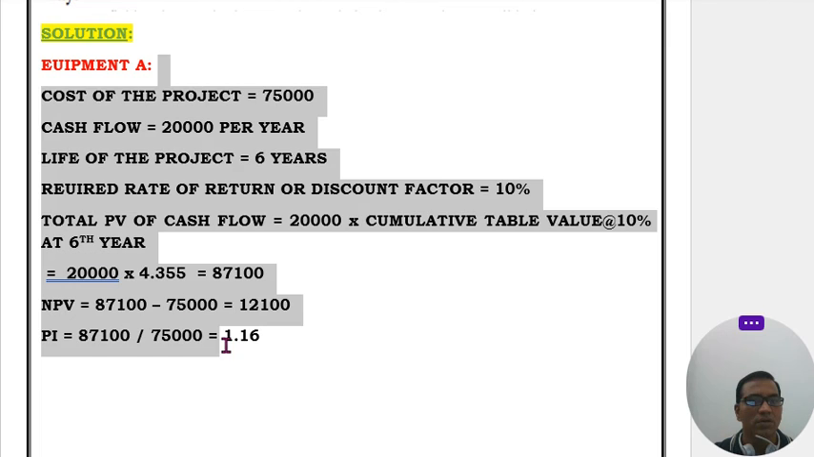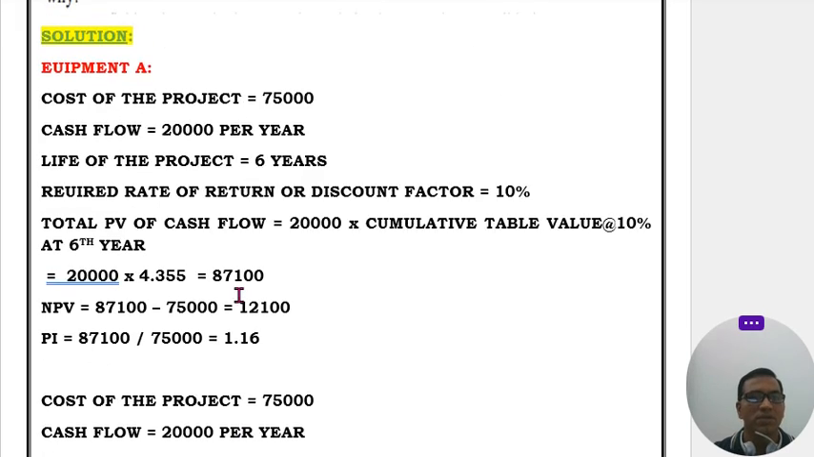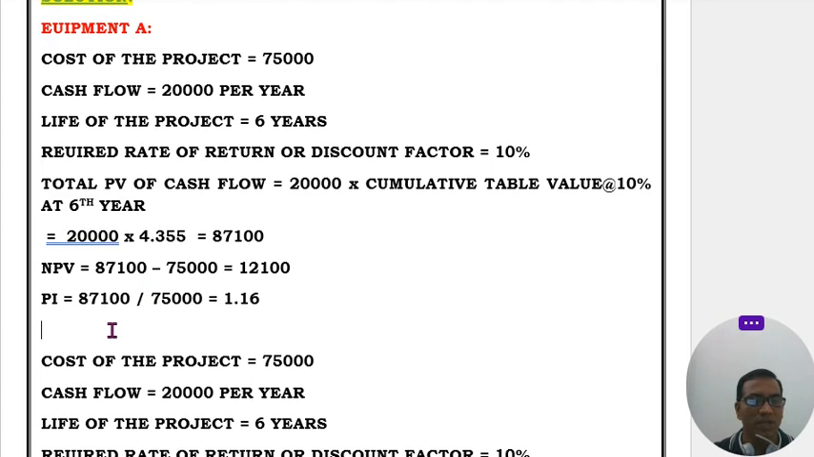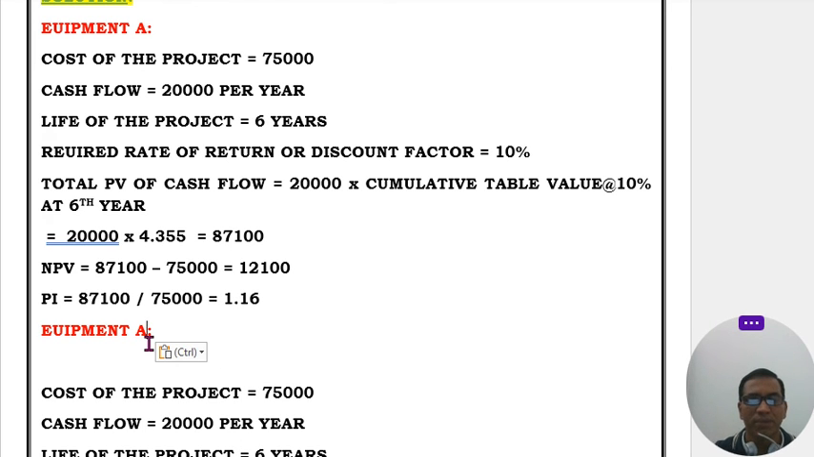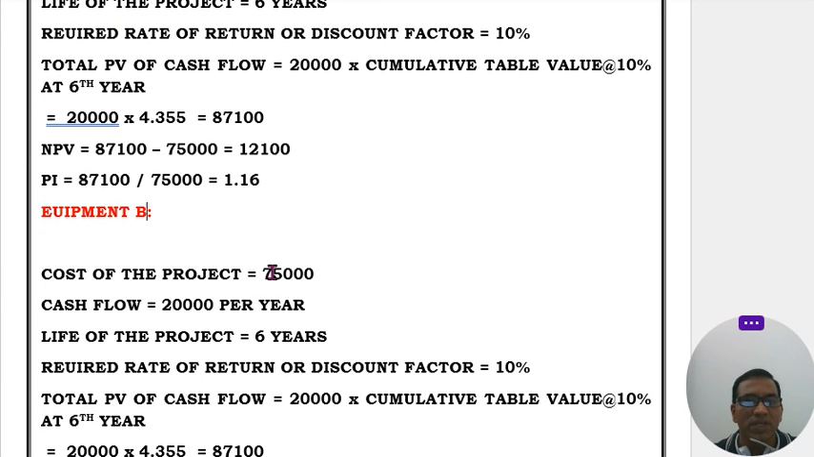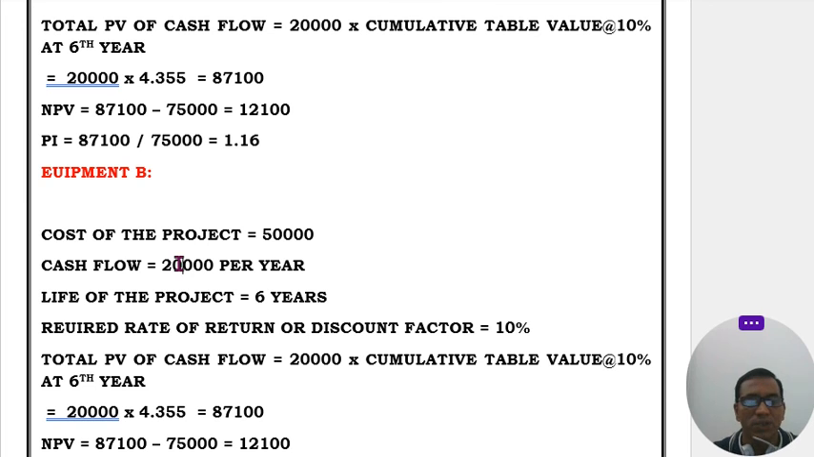Now equipment B I am doing, please check. So now I have to do equipment B. Check carefully. What is the cost of the project? A substitute equipment B would cost 50,000. Yes, this is the 50,000 cost of the project. What about cash flow? It generates net cash flow of 14,000 per year, for 6 years.